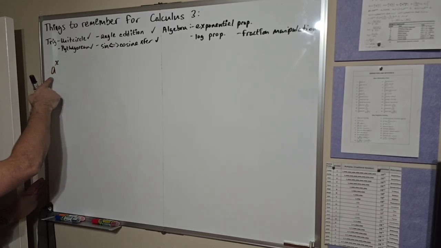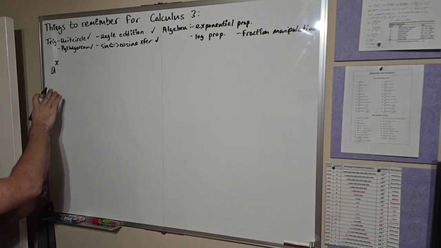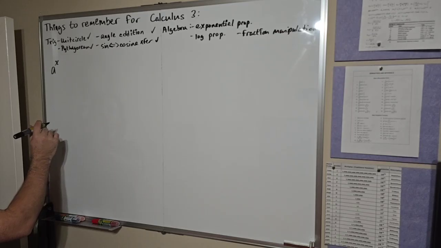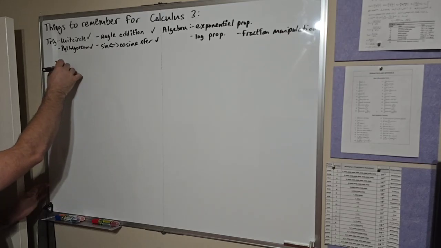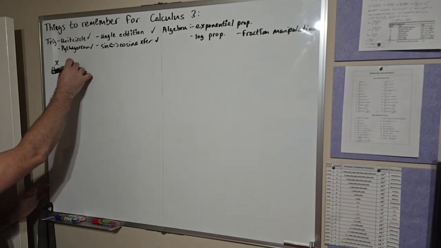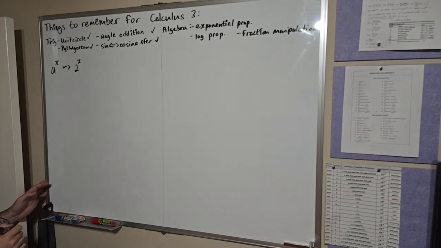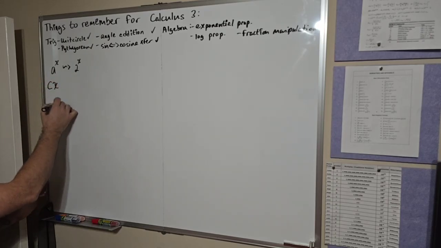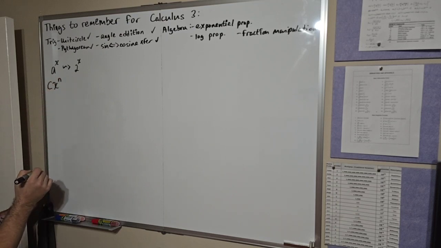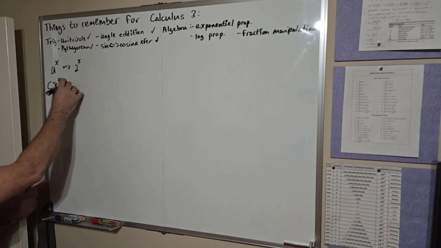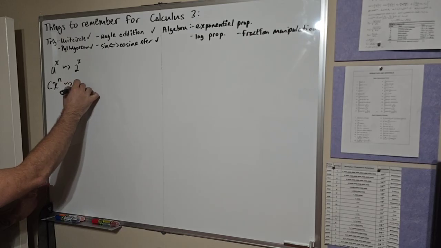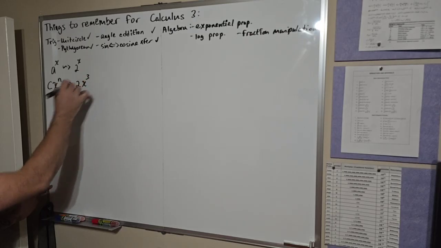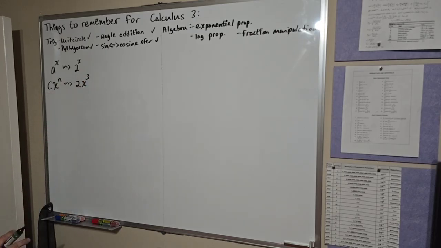So one is where we have an exponential, where we have a constant a to the power x, right? So something that might look like 2 to the x. That's an example of that. Another thing we might have is some constant times a variable to some power, right? So that might look like 2 times x to the third. That's what that could look like as well.